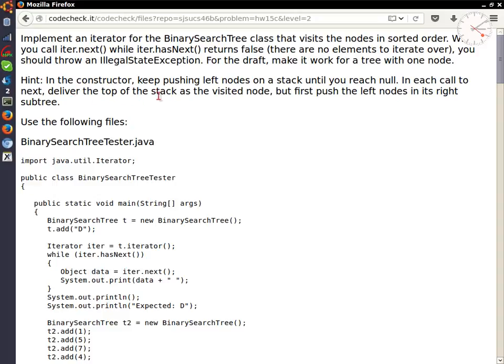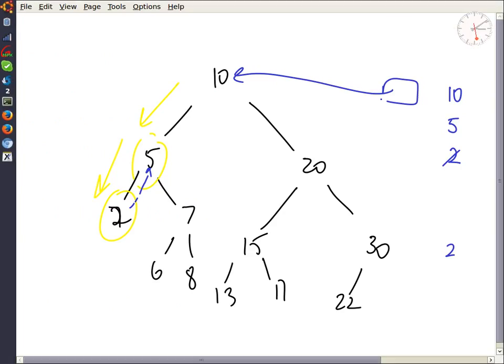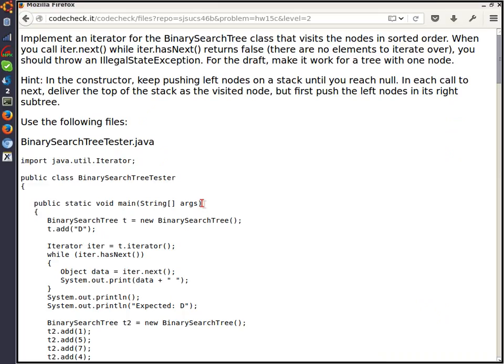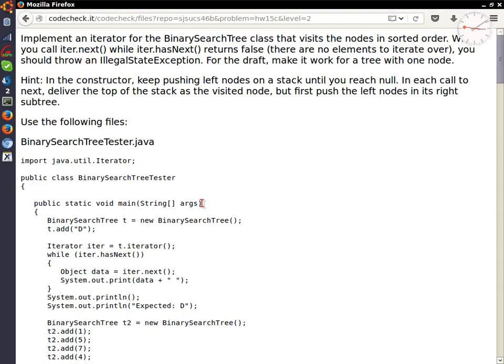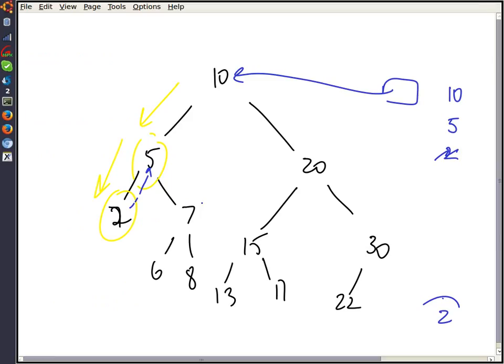I said, deliver the top of the stack as the visited node, but first push the left nodes in its right subtree. So I'm telling you everything. So, we have this on the stack. Now we're going to deliver the 2 eventually, but first we're going to push the left nodes in its right subtree.